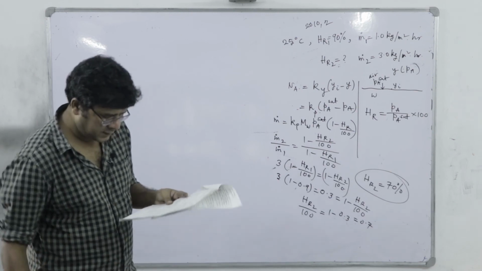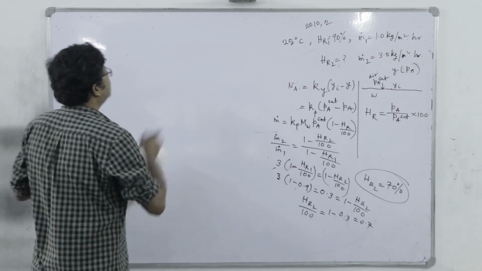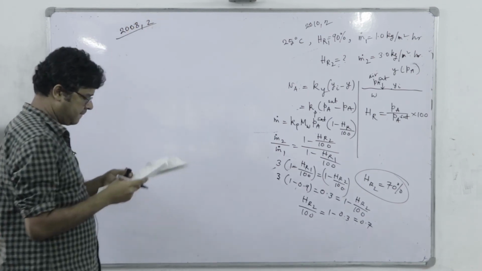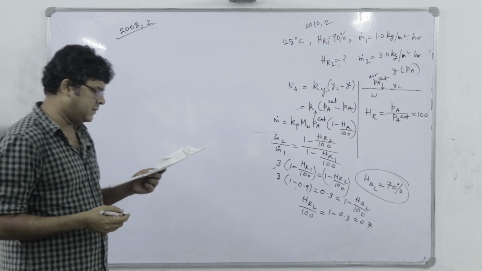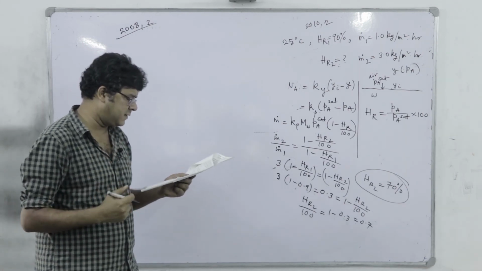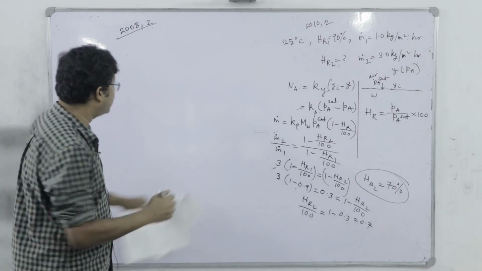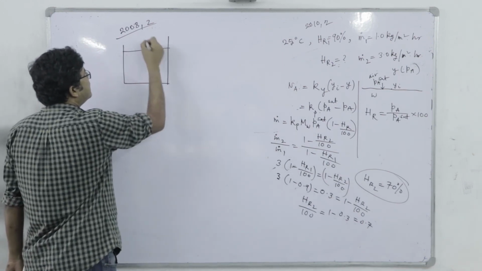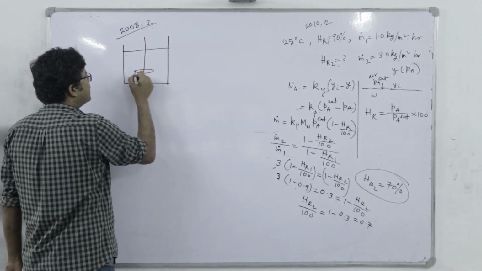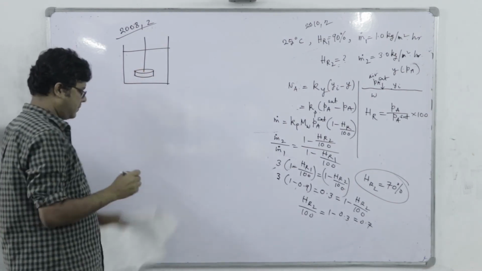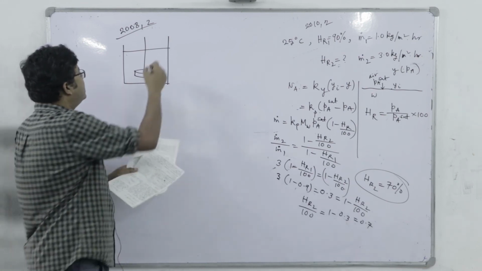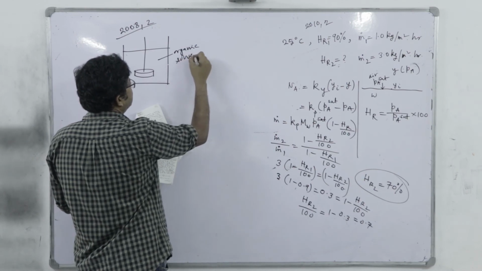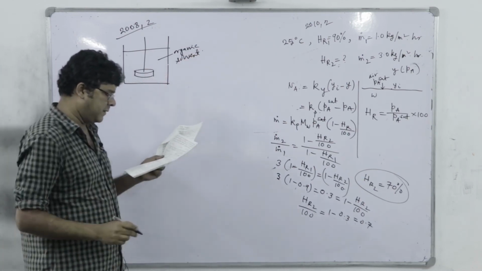Next, this is 2008 2 marks problem. A sparingly soluble solute in the form of a circular disc is dissolved in an organic solvent as shown in the figure. So what is the figure? It's like this. This is the sparingly soluble solute's disc, right? And here we have the organic solvent in which the solute is dissolving.